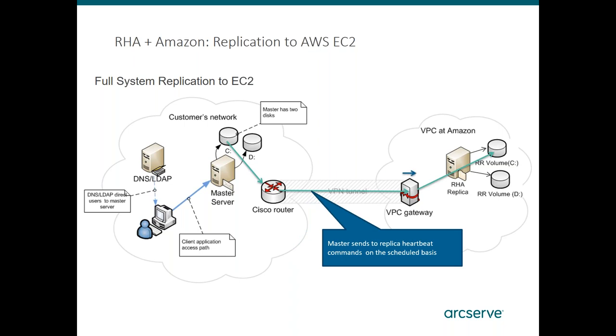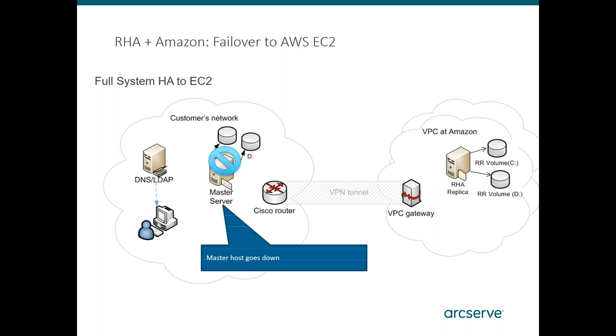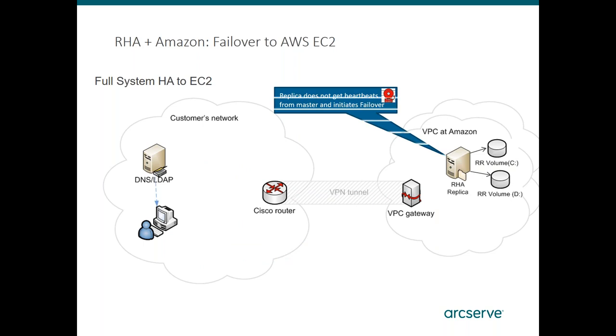And by the way, the replica is constantly receiving heartbeat packets from the master machine. And I'll tell you why. Suppose something bad happens to the master server. Again, we are talking about control service. Control service realizes that a replica does not get heartbeats from the master.